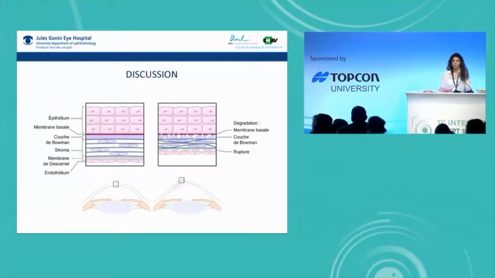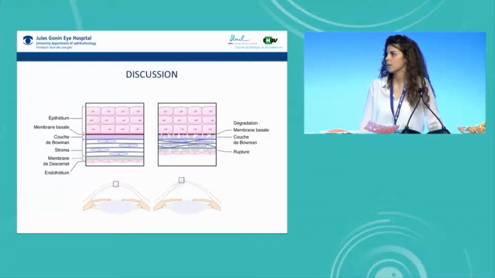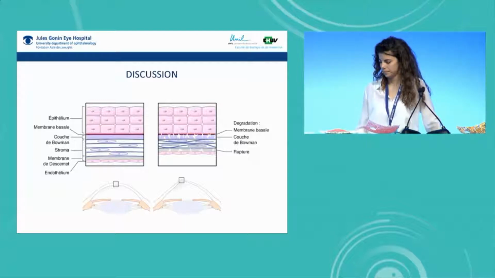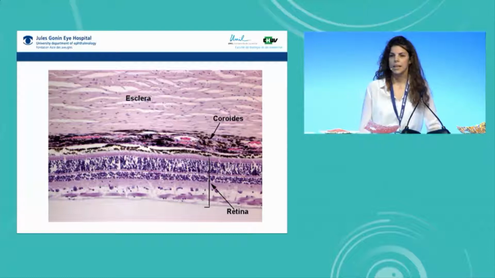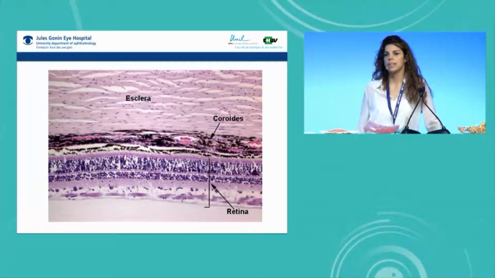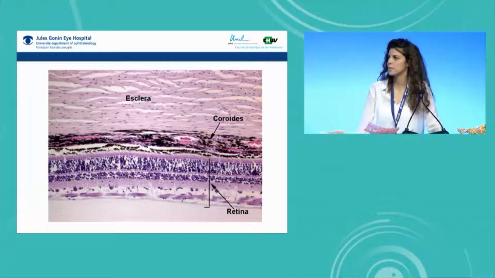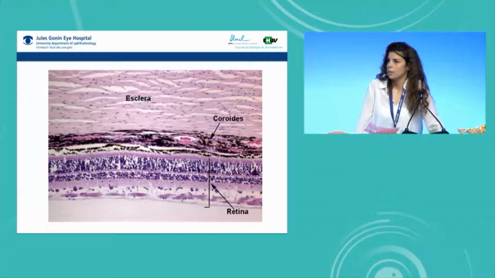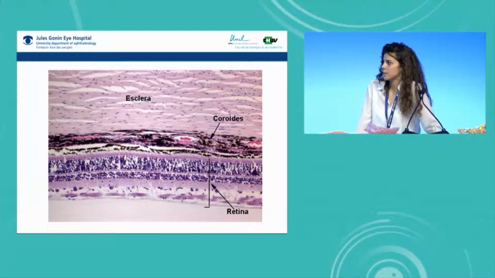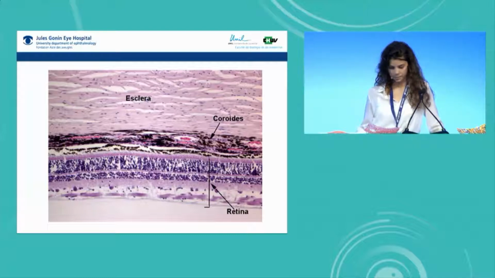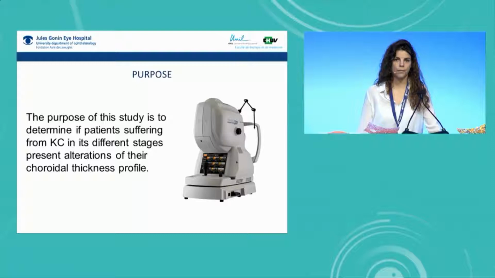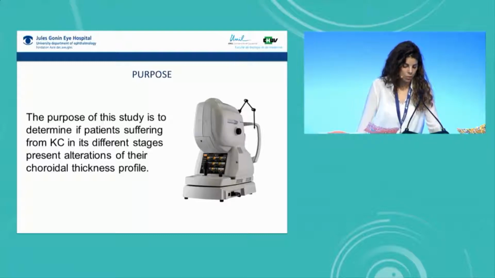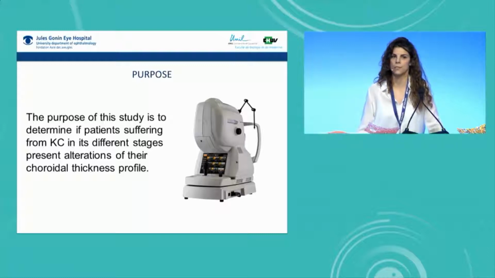The stroma of these patients is less rigid, so it's going to cause a corneal deformation. Given that the origin of the keratoconus is based on an alteration of the collagen fibers, we could expect modification in other structures that contain collagen fibers, such as the choroid. So the purpose of this study is to determine if patients suffering from keratoconus in its different stages present alteration of the choroidal thickness profile.